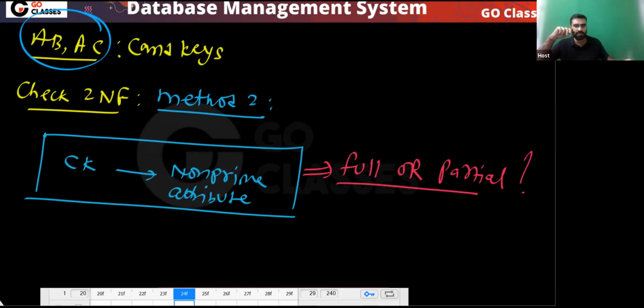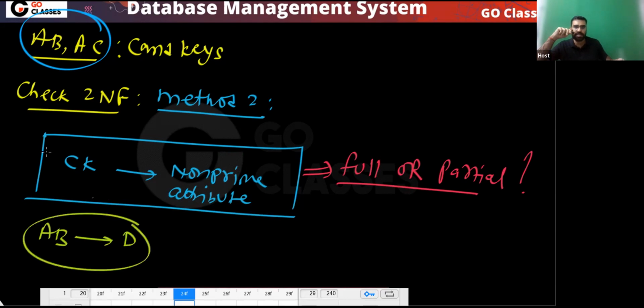So how many will you check? With AB, you will check every non-prime attribute. Correct? This is full or partial. Tell me, can you remove something from the LHS and still determine D? You cannot. Yes or no? So this is full.